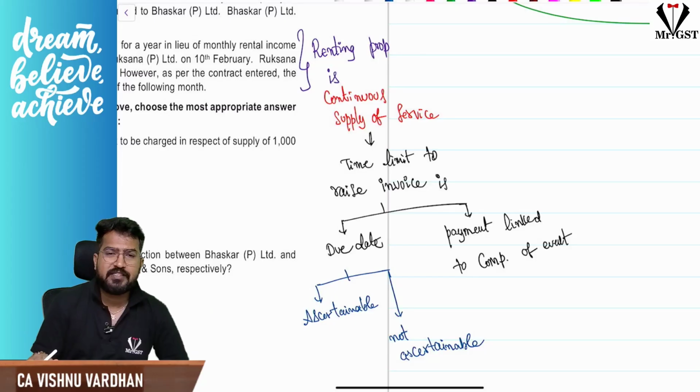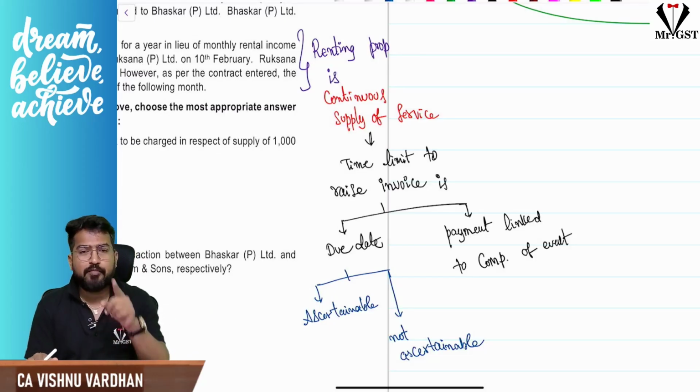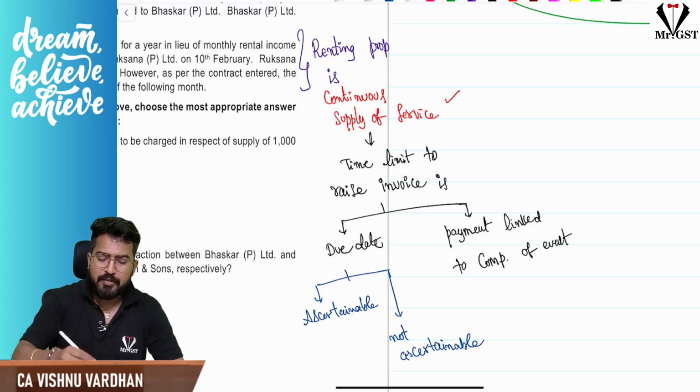So within 30 days, we will raise the invoice. Like that, it will come to your mind. But renting of property is a continuous supply of service. So the time limit to raise the invoice will be what?